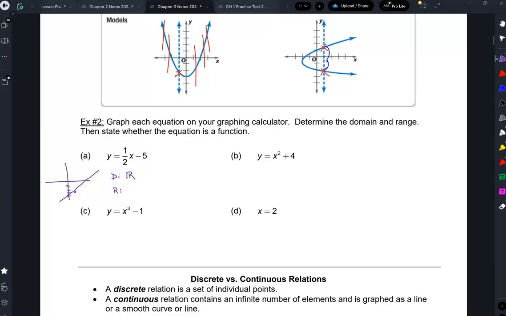What about for the range? It's vertically. Vertically, how much of the space does it take up? Also all real numbers. Okay?